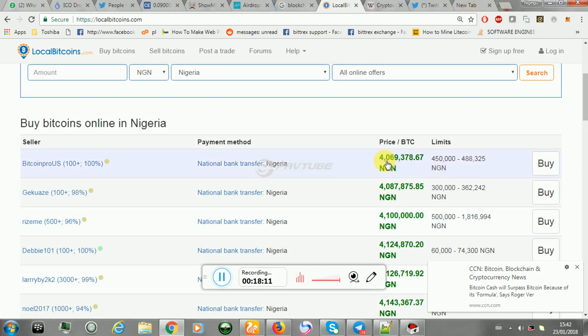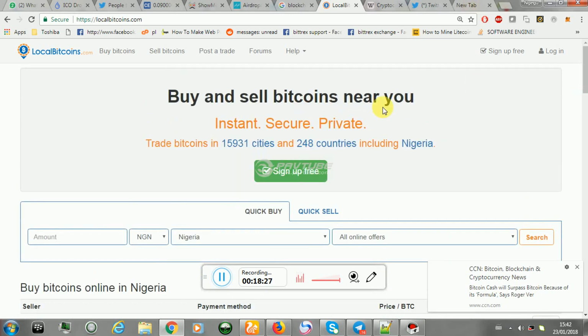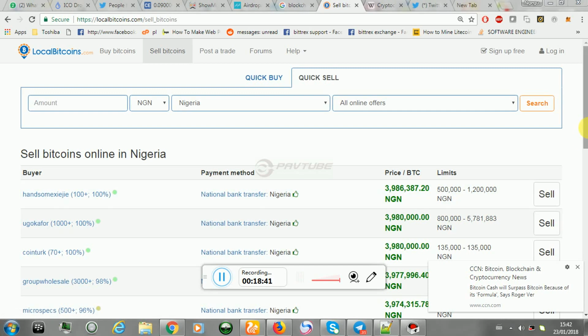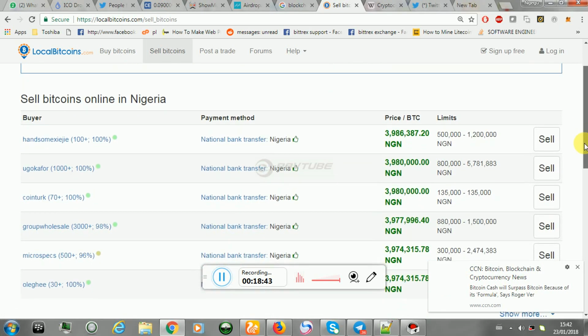Then you can see their rates. This one is selling his bitcoin for 4,469,378 naira 67 kobo, and so on and so forth. Now these are their rates and these are their limits. This is where you can actually buy your bitcoin. But if you have bitcoin to sell, you just click on sell bitcoins, or you click on quick sell. You click on sell bitcoins, you see the rates. This is the value that they are willing to buy your bitcoin for. They have their rates and they have their limits. So this is a place that you can actually buy your bitcoins.